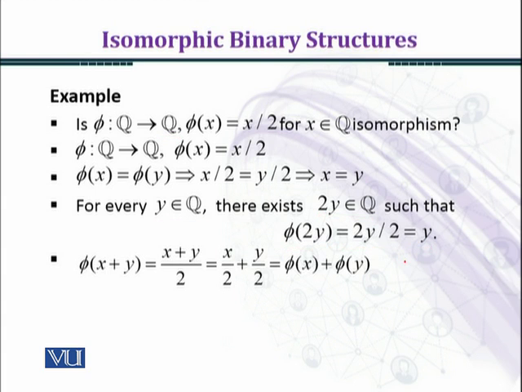Now we have to check whether phi is a homomorphism or not. Phi of x plus y equal to x plus y over 2, which is equal to x over 2 plus y over 2, and we can write it in this way by using the definition of phi in the reverse direction, phi x plus phi y. Therefore, the condition of homomorphism is satisfied in this case, so phi is an isomorphism.